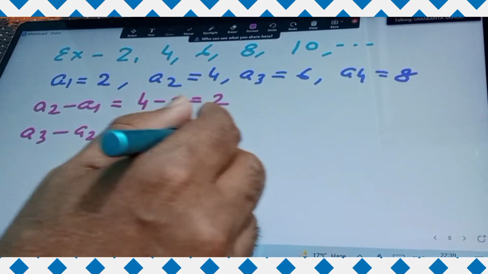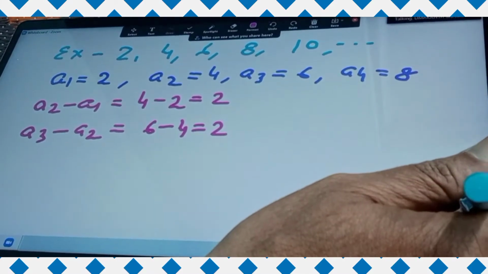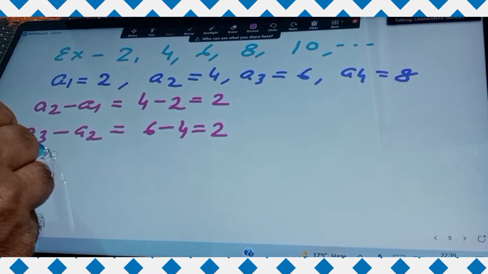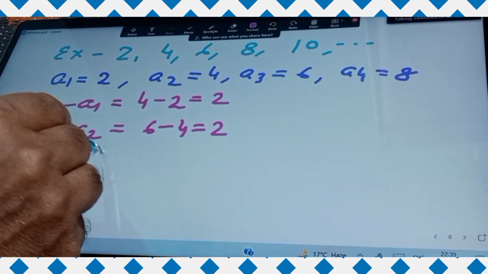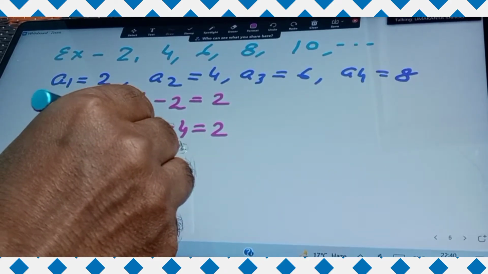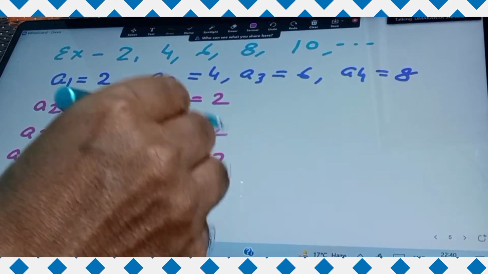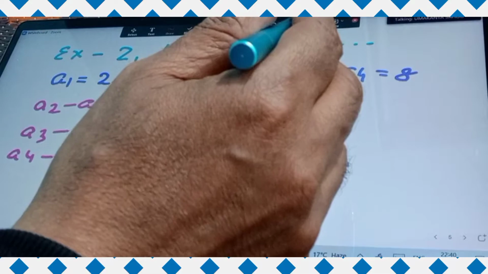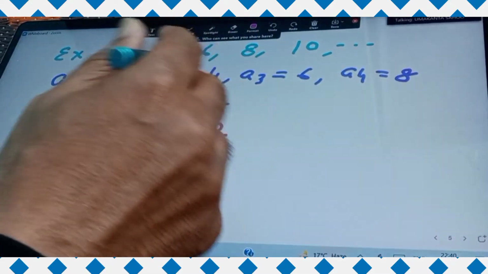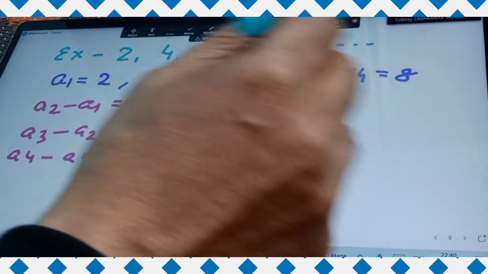Each 2. Understand? Similarly, you will see A4 minus A3. It will be the fourth term. Fourth term is 8 minus 6, which is also 2. So this is also a group of numbers arranged according to a definite rule in such a manner that the difference between the two consecutive terms is always 2.